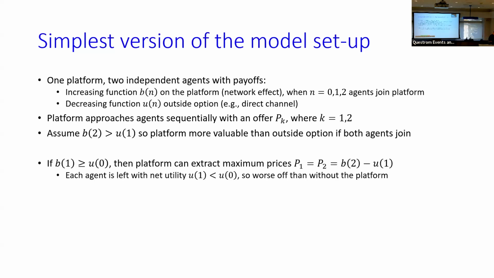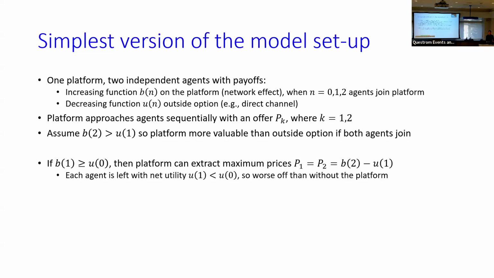So there's two cases. If it's enough for one agent to join the platform to create more value than if both agents stayed outside the platform, so B of 1 is greater than U of 0. That's basically the best case for the platform. That means that all I need to get is one agent, and then I'm already doing better than the outside option. Then basically the platform can extract maximum prices, and the maximum price is B of 2 minus U of 1, which is basically you're making each agent indifferent between joining the platform and staying outside. That's the most you can extract.